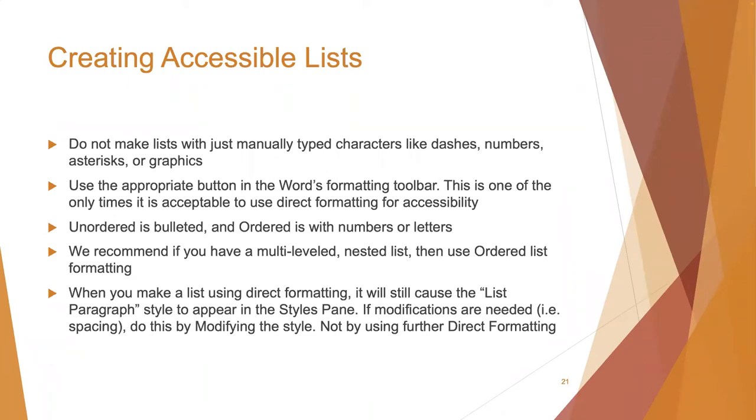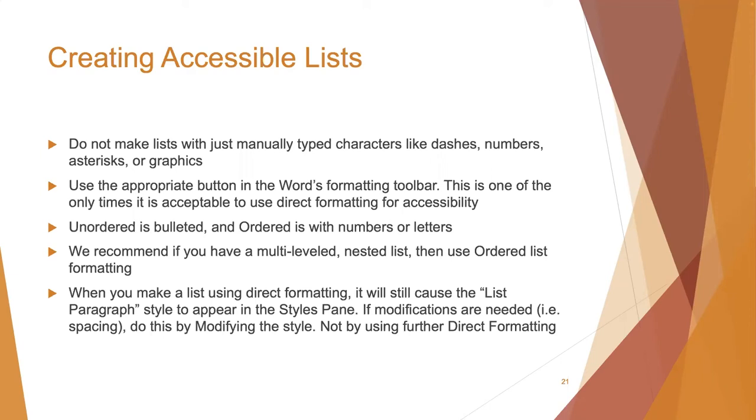For lists, there are two types. There's unordered, which is bulleted, and there's ordered, which is numbers or letters. You can do a combination of both, actually. What's also the difference between an ordered and an unordered list? An unordered list means that the order the list is in doesn't matter. It can be reordered and it doesn't lose meaning. An ordered list means that the order the list is in matters, and if you reorder it, it loses meaning.